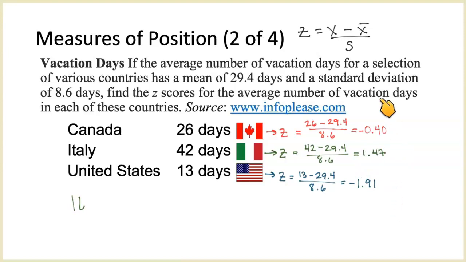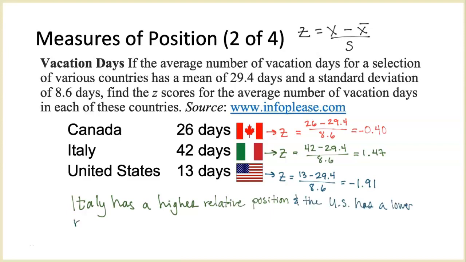So what that tells us is the average number of vacation days has a z-score of 0. The average is always centered at 0, and then we compare the relative position of those numbers. And basically that just tells us more or less what we can see before we convert the numbers. Italy has a much higher relative position, and the United States has a much lower relative position when we look at the average number of vacation days.